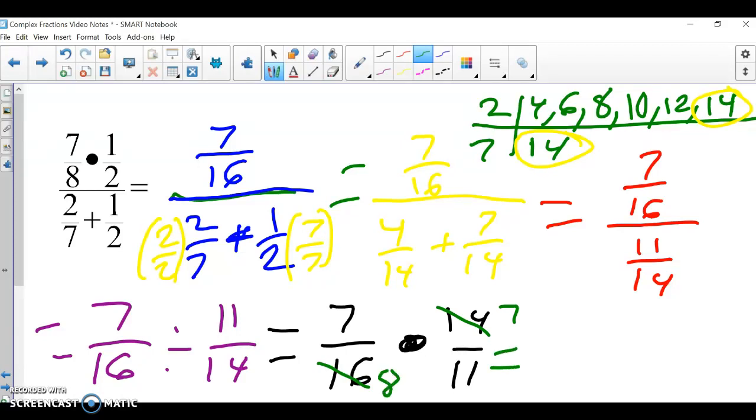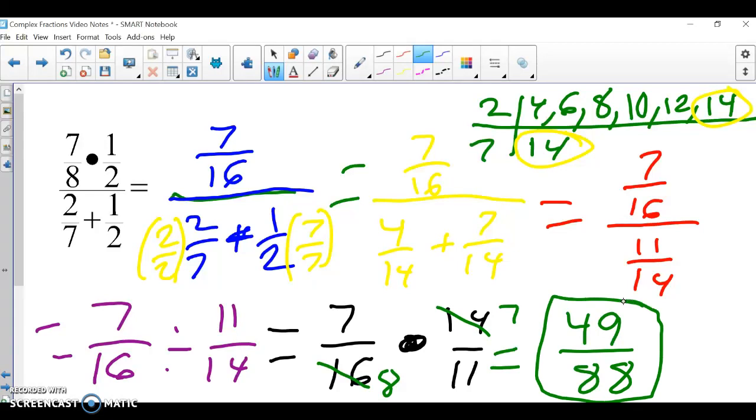So let's see. 7 times 7 is 49. 8 times 11 is 88. There are no more common factors. So the answer is 49/88.